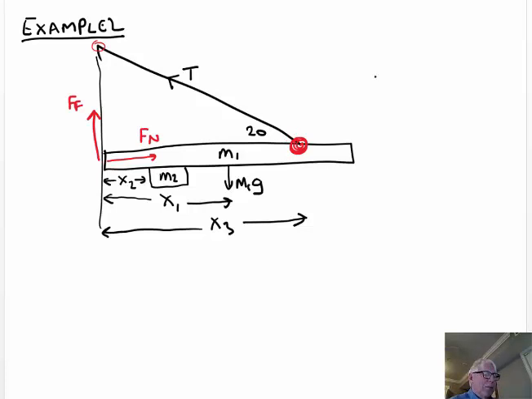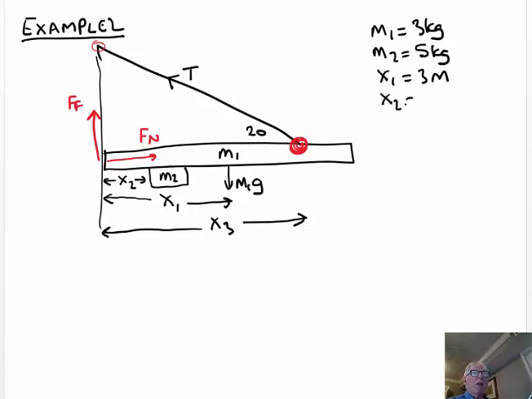Again, if I have my numbers, I can say that my M1 equals 3 kilograms. I can say my M2 is equal to 5 kilograms. I can say my X1 is equal to 3 meters. I can say my X2 is equal to 2 meters. I can say my X3 is equal to 4 meters. I can say my theta is equal to 20 degrees. And what am I trying to find? In this case, I said Ff.